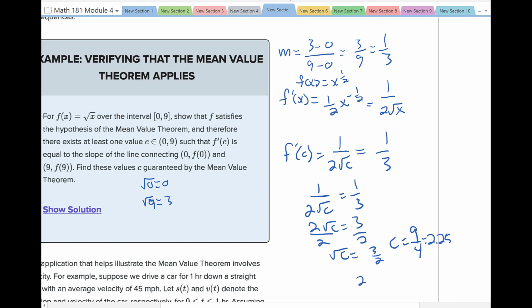And 2.25 is within the interval from 0 to 9. That's it.